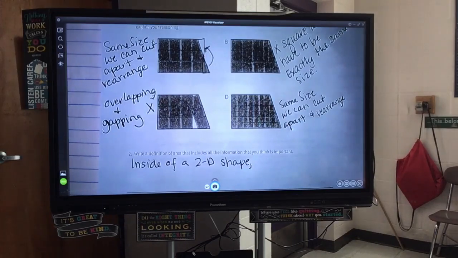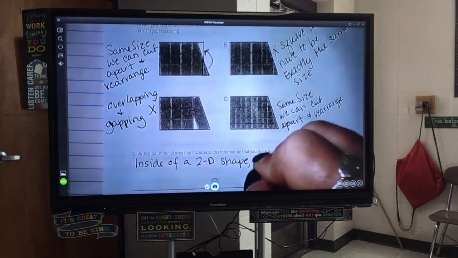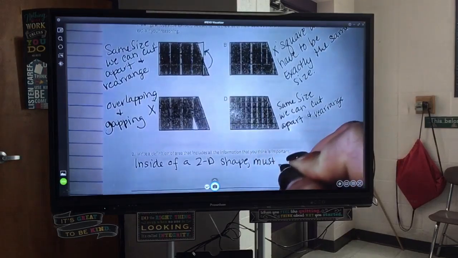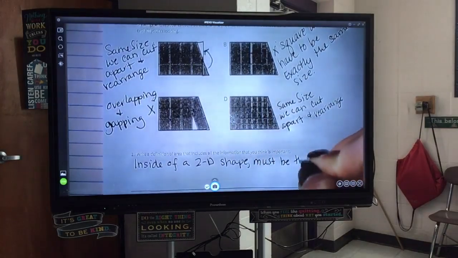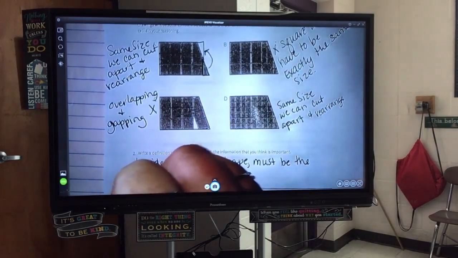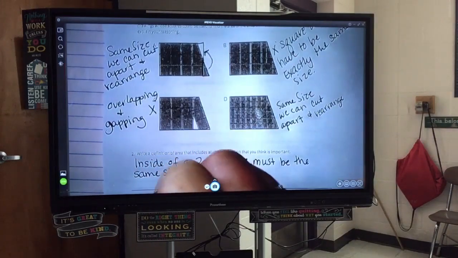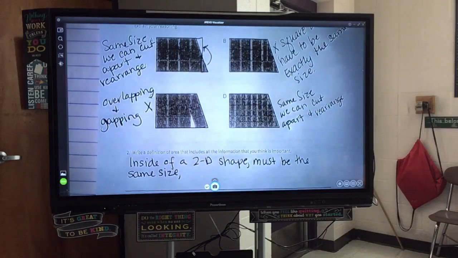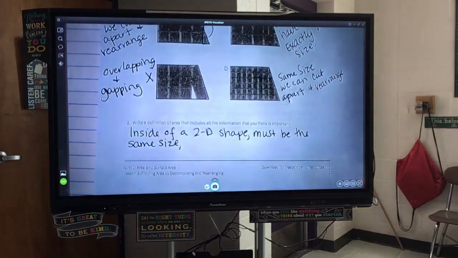Luke. So we learned that the squares must be the same size in order to cover up the whole shape. One at a time. Must be the same size. All right, I'm going to call on somebody else. So it must be the same size. What else did we learn? We wrote it up there. So the two that don't work, obviously we're not going to put that. But what did we learn about the two that do work? That's what I'm asking for.